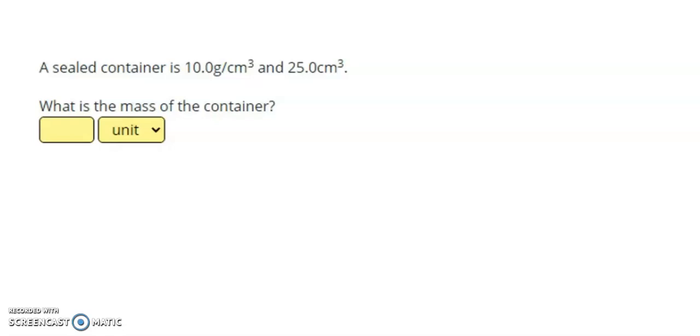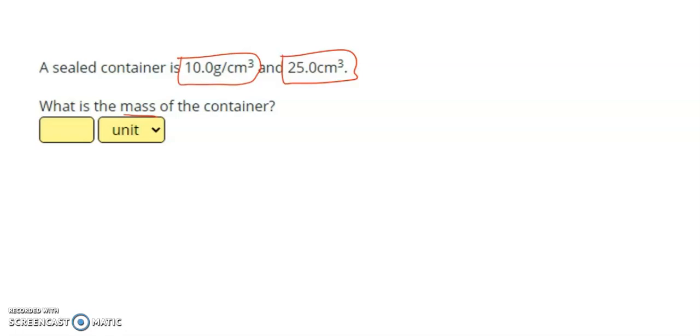This video is for complete problems 2 in the density unit. So it says a sealed container is 10 grams per cubic centimeter and 25 cubic centimeters. What is the mass of the container? So here are my givens, 10 grams per cubic centimeter and 25 cubic centimeters, and mass is my unknown.